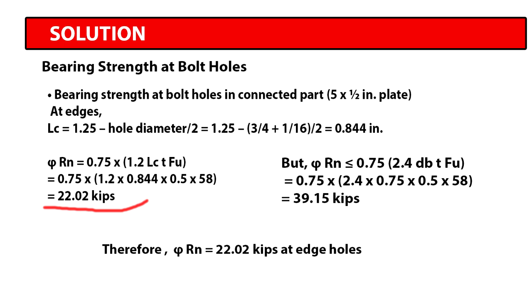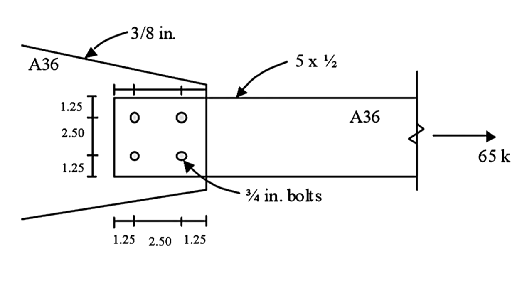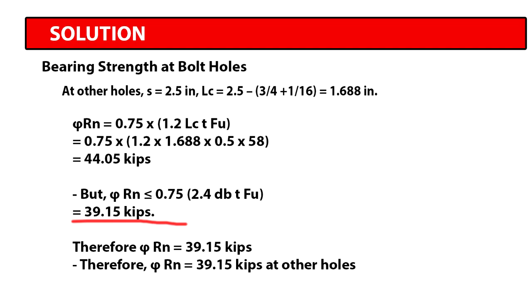Now for the other holes, we solve for our clear distance with the formula LC, which is equal to S minus H. So in the figure, our given S, or the spacing from the center to center of our bolt holes, is equal to 2.5. So substitute the value into LC is equal to 2.5 minus D plus 1 over 16. So again, our D is 0.75. So we get 1.688 inches.